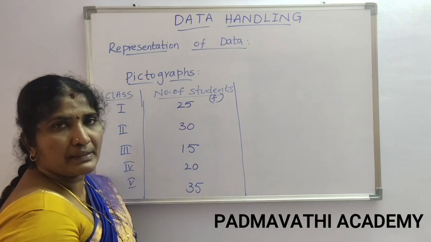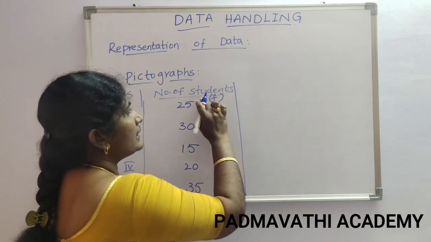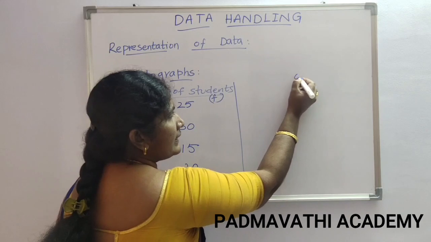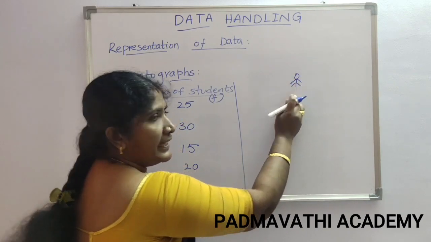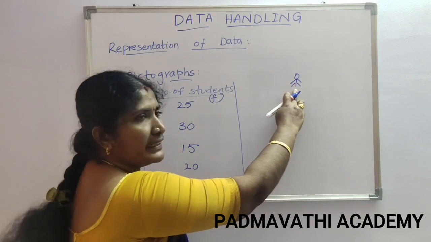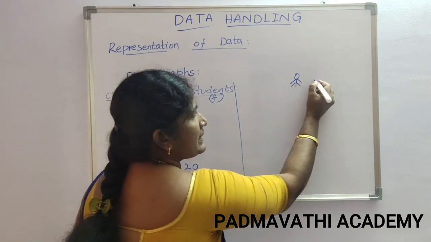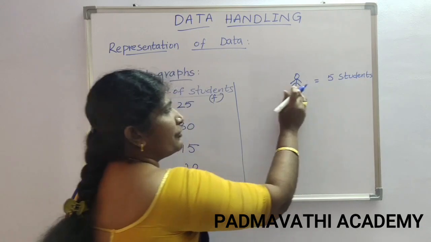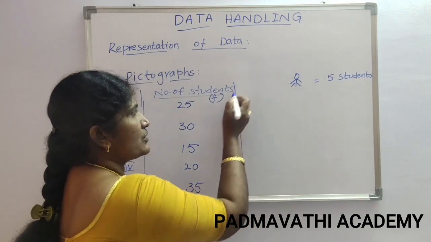So now you want to set up a scaling. What is the information we have taken? Students. So take a student figure. Take a picture of a student. So this indicates a student. One picture is equal to 5 students. This is a scaling. If you write one picture, it indicates 5 students.